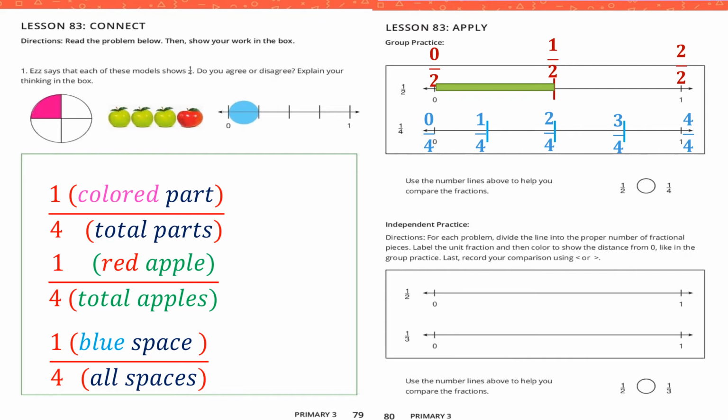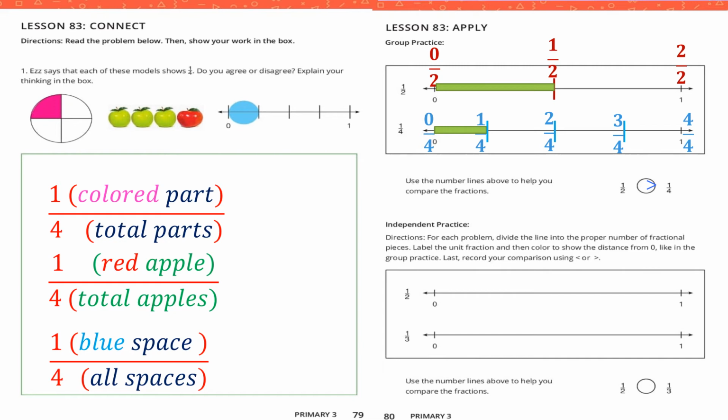Let's locate 1 over 4. Join the distance between 0 over 4 and 1 over 4. Which is bigger here? Half or quarter? Look at the distance up and the distance down. Yes, half is bigger than quarter. By the same way, we will compare between half and third.